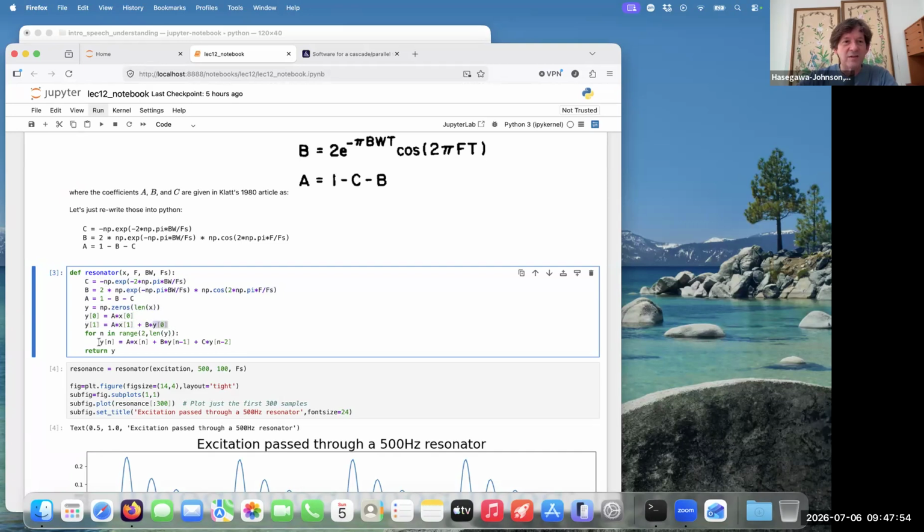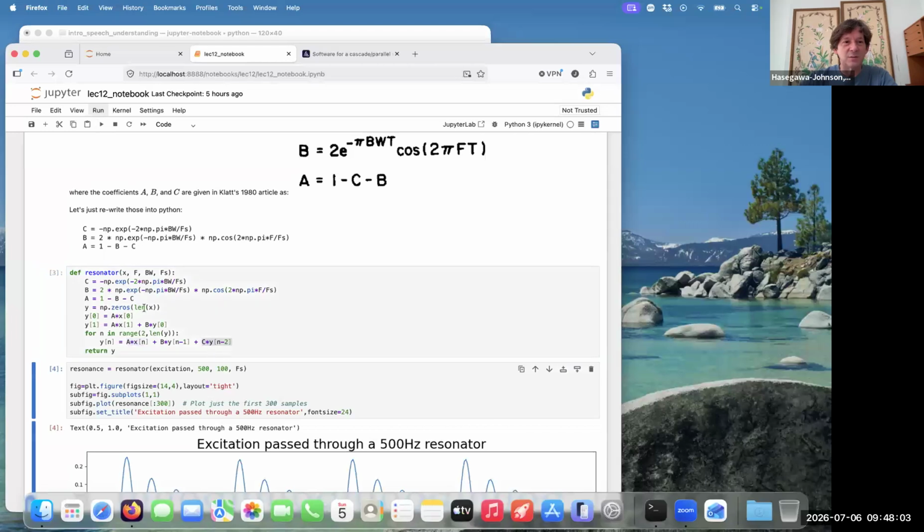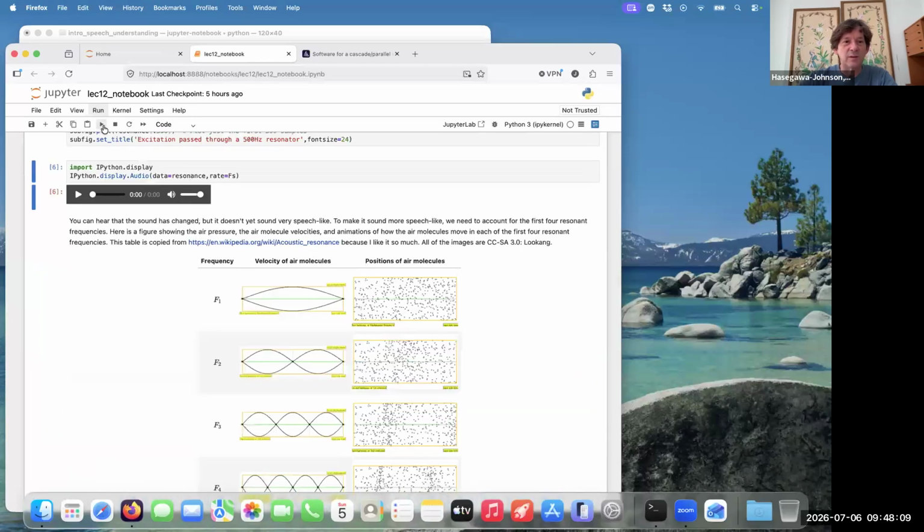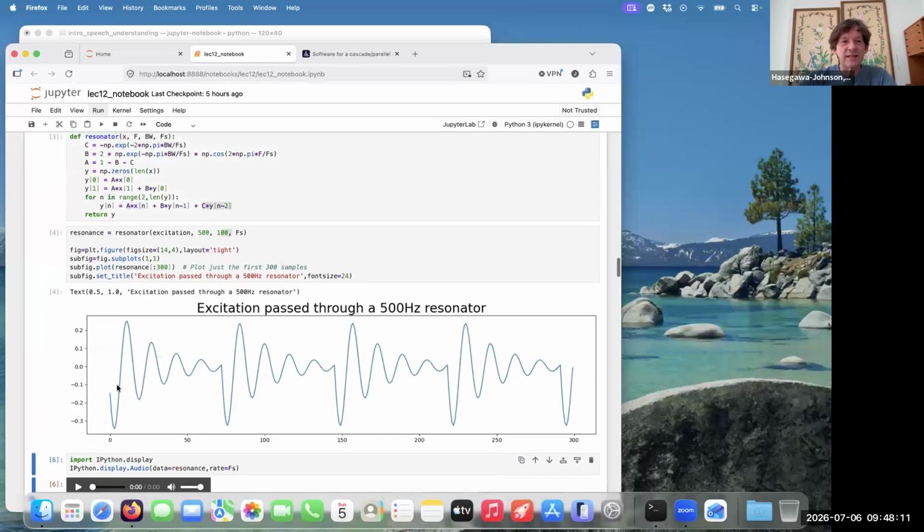And every sample after that is just a times x of n plus b times y of n minus 1 plus c times y of n minus 2. Let me define that function, and then let me create a resonance at 500 hertz with a 100 hertz bandwidth. And that looks something like this. And now you can see that I've taken the input excitation.